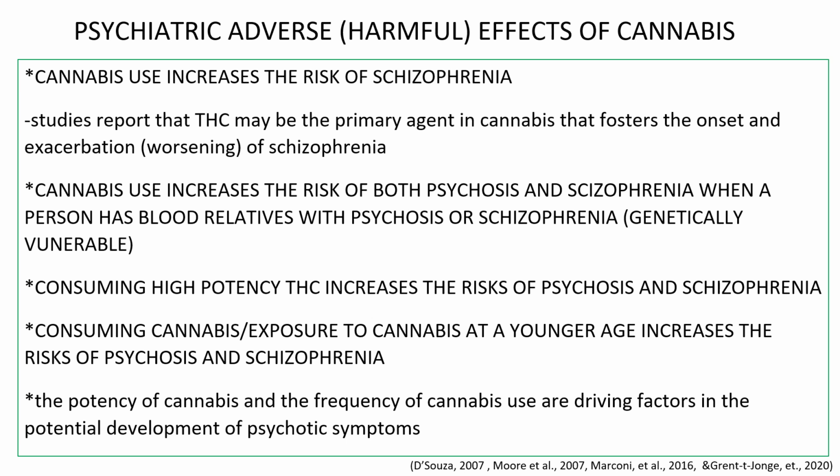Consuming cannabis or exposure to cannabis at a younger age increases the risk of psychosis and schizophrenia. The potency of cannabis and the frequency of cannabis use are driving factors in the potential development of psychotic symptoms. So, high potency THC and frequent cannabis use really, seriously, based on evidence, can influence the development of psychotic symptoms.